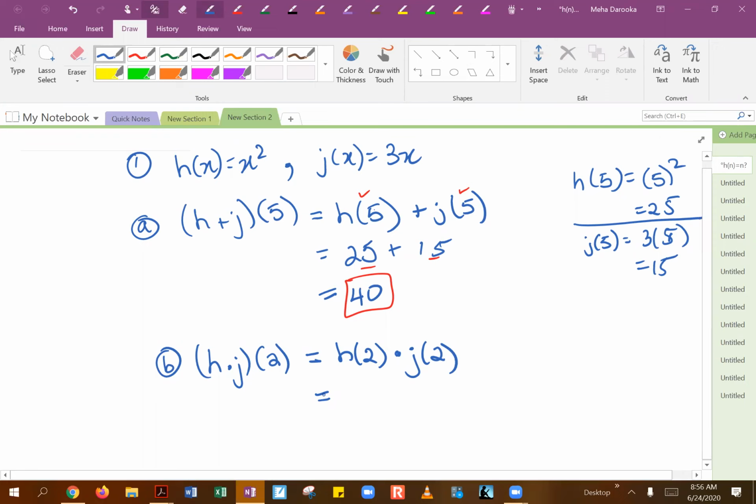And j of 2 as well, obviously. Okay, yeah, because for h of 2, you will be doing x squared, which is 2 squared. So 2 times 2 will give you 4. And then for j of 2, that's of course going to be 3 times 2. 3 times 2 will give you 6.